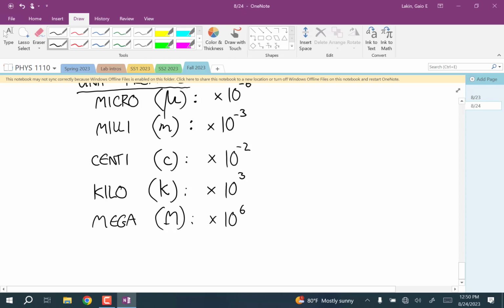And then there are other ones that, as computers have gotten more powerful and stuff, we use more and more. Giga means times 10 to the 9th.